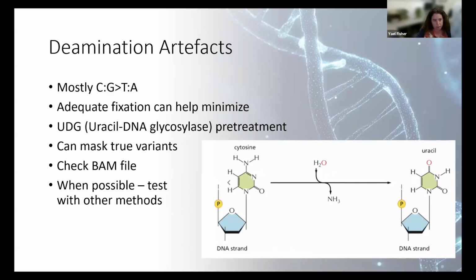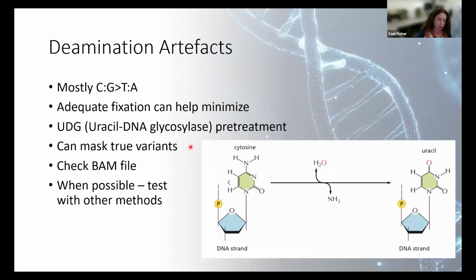So when it's sequenced, it's read as a T. And what this pre-treatment does is break the DNA strands when there is a uracil residue in them, and it gets rid of most of these. But if you have a very old specimen and you use it, you will probably break most of your DNA fragments, and you'll end up without sufficient DNA for testing. Okay, so we basically need to be aware of this type of variants.